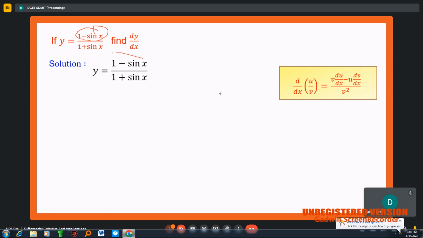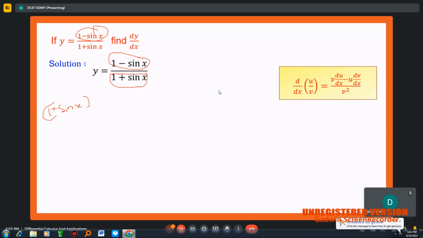Now, what is the u function? The u function is 1 minus sin x and the v function is 1 plus sin x. Now, first we keep the denominator constant. What's the denominator term? 1 plus sin x is constant. What is the differentiation of the numerator?